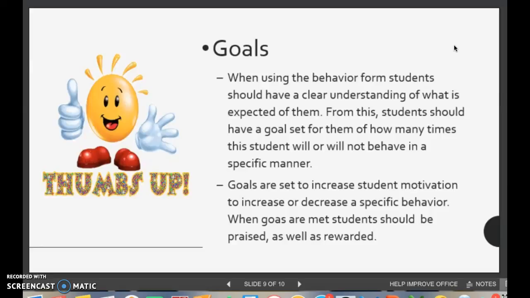And when using a form, there should definitely be goals set. They should have a clear understanding of what's expected, and there should be a goal set. For example, if I only get out of my seat 3 times without raising my hand today, then this will be my reward because I've met that goal. And we just want to either increase or decrease the behavior that we're looking towards and set goals. That way it'll become second nature, hopefully, to that student. Goals are set to increase motivation and decrease or increase a specific behavior.